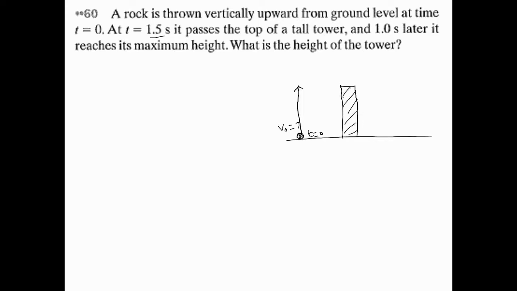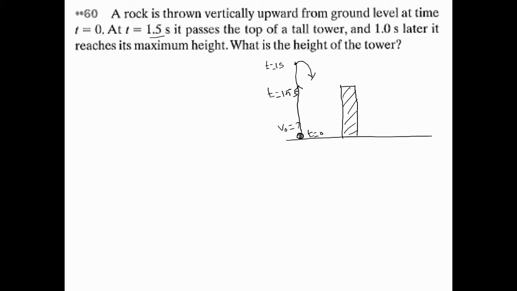So when you throw the rock, the initial time is 0. When the time reaches t equal to 1.5 second, the rock reaches the height of the tower. After 1 second more, it reaches the maximum height. That means the rock is still traveling. So it reached the maximum height here. What's the time now? That means 2.5. When 1 more second passes, the rock reaches the maximum height, and then it will fall down.